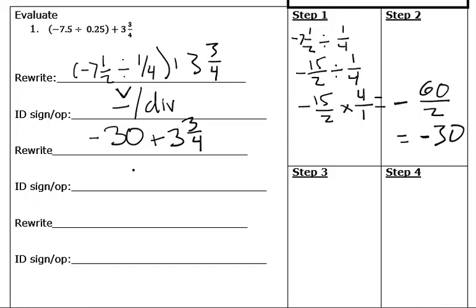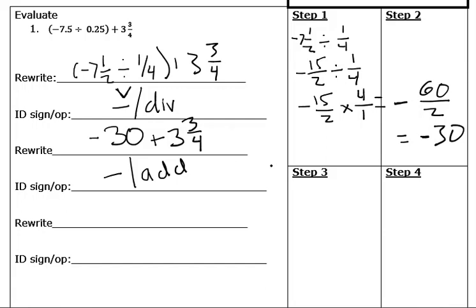Okay. Now I have a decision to make about whether or not my answer is going to be negative or positive. Because the negative 30 has a higher absolute value, meaning it's further away from 0 than the 3 3/4, my answer is going to be negative, okay? And I'm adding, but I'm finding the difference. I'm finding the difference between 30 and 3 3/4, okay? So I'm going to do that over here.